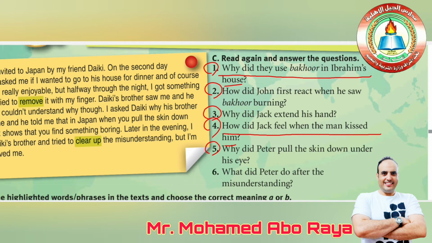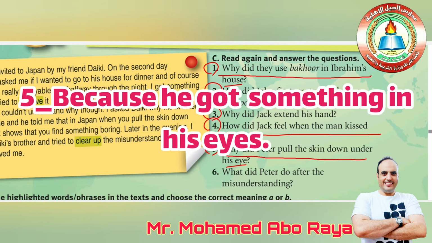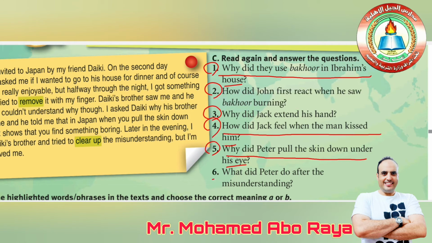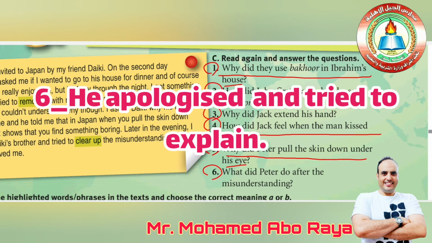Number 5. Why did Peter pull the skin down under his eye? According to the reading, yes, because he got something in his eye. Number 6. What did Peter do after the misunderstanding? What does misunderstanding mean? Yes. The answer, according to the reading passage, is he apologized to Daiki's brother and tried to explain.